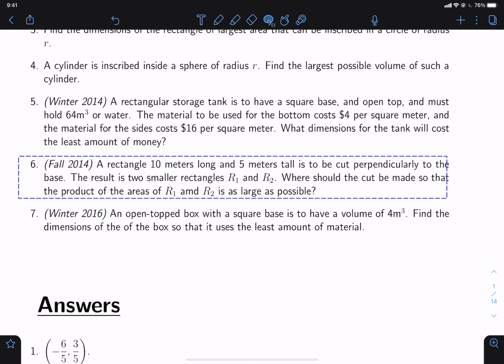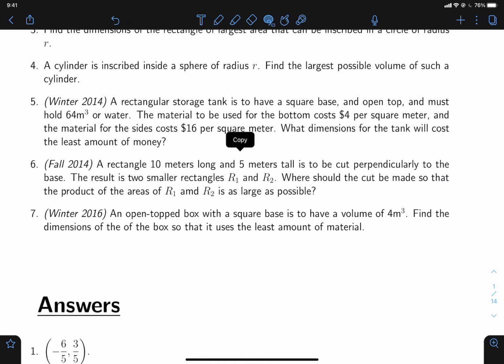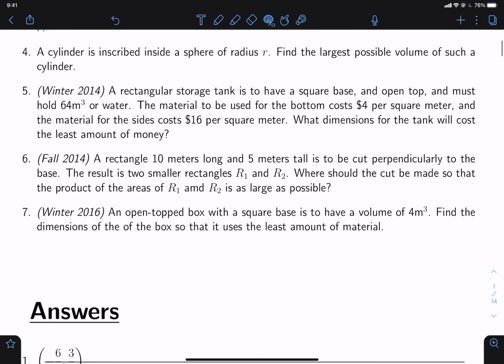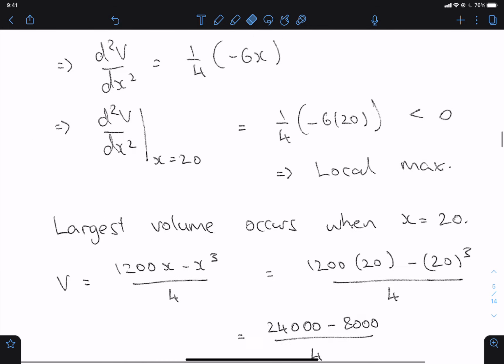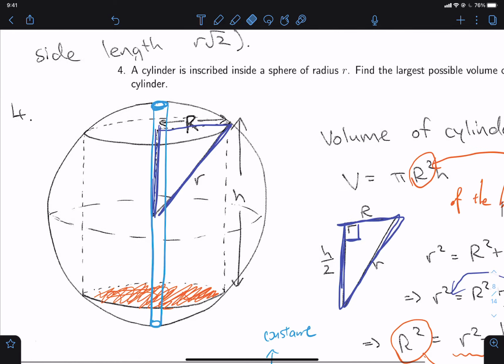This is the exam question from the fall of 2014. A rectangle 10 meters long and 5 meters tall is to be cut perpendicularly to the base, and the result is two smaller rectangles, R1 and R2. So where could the cut be made such that the product of the areas of R1 and R2 is as large as possible? Where is it? Question 6 is here.